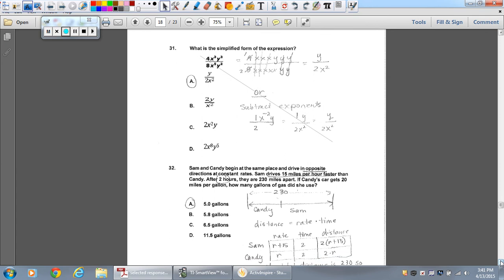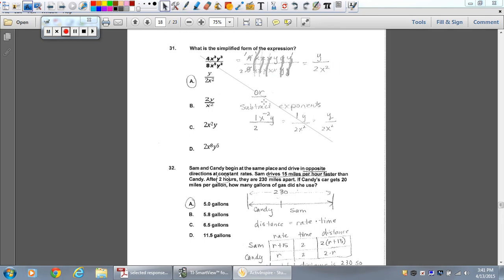Number 31, if you forget the exponent rules, an easy way to do that is just to list them all out. So I just put 4 over 8, which I knew was 1/2, so I just simplified that. But x to the third, write 3 x's. X to the fifth, write 5 x's. Y to the third over y squared. And then just start crossing off and see what you have left. So 2 of my y's go away, I'm left with 1 y on top. 3 of my x's go away, and I'm left with 2 on bottom. And then this was a 1/2, so I have y over 2x squared.